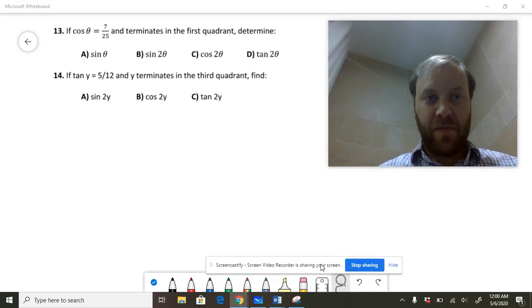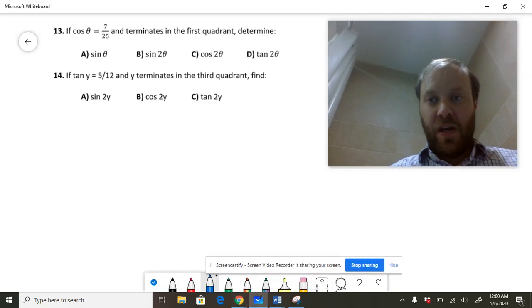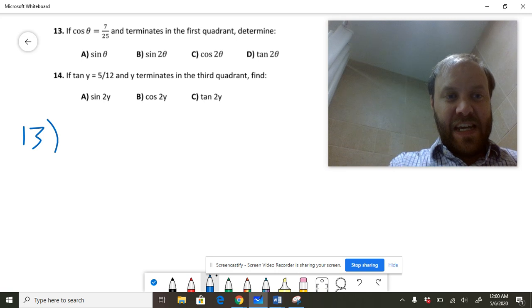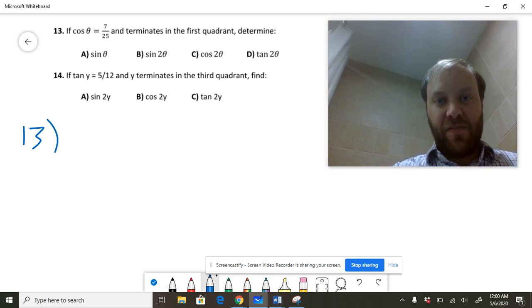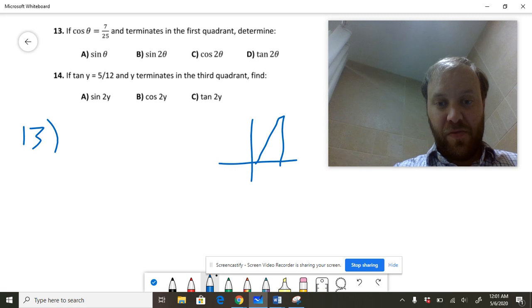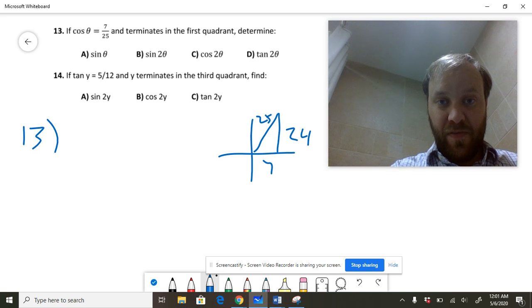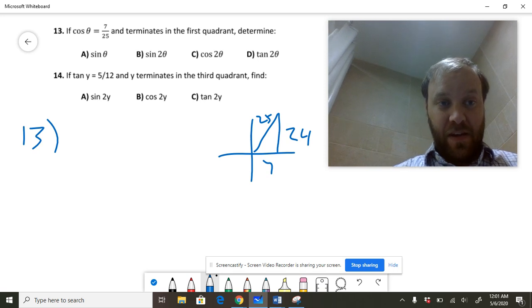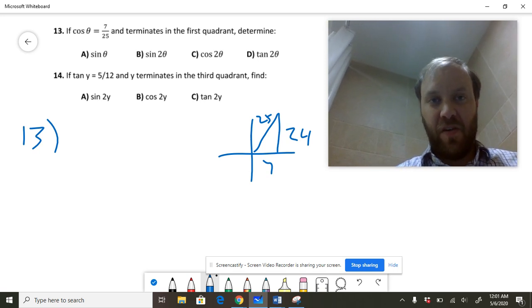All right, we had a couple of different homework questions about number 13 and number 14, so let's take a quick look at these. First of all, for number 13, they say that the cosine of theta is 7/25. It's in the first quadrant, so of course cosine is adjacent over hypotenuse, and that means if you draw your right triangle in, you've got a 7, 24, 25 right triangle.